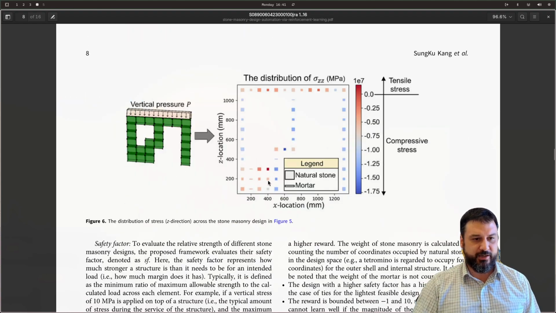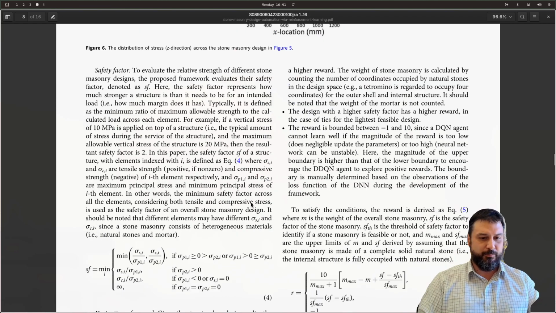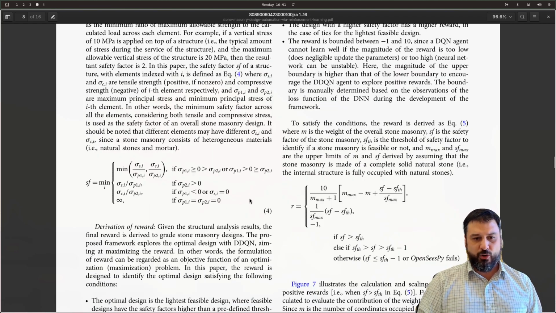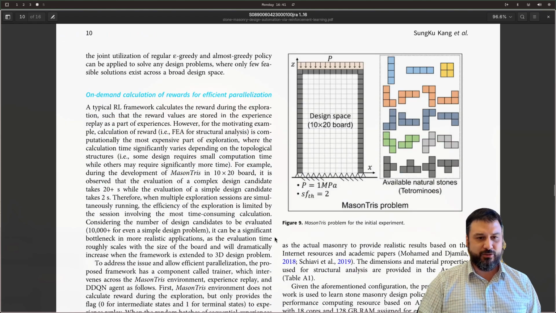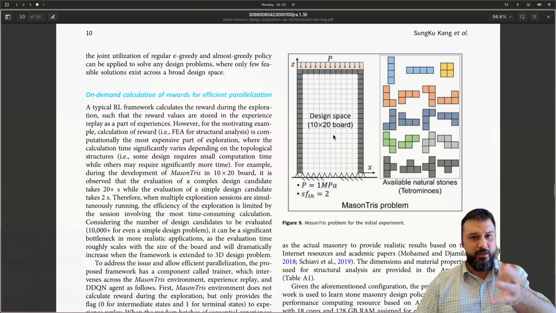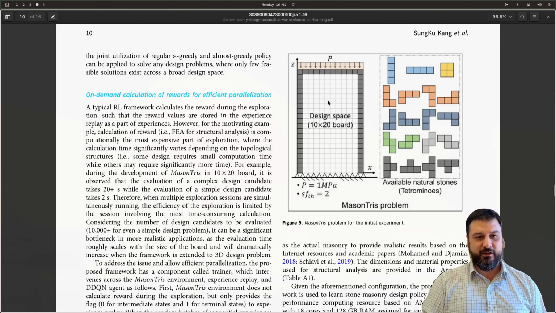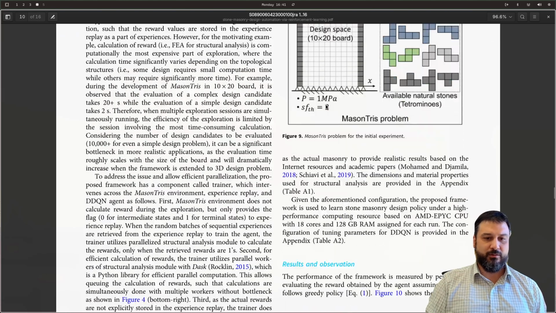So you can see here they can compute stresses for each of these structures and then compute a score. And then the reward actually gets mapped into something that takes into account weight. So they go through this whole thing. Here's an example MasonTris problem. You have several bricks and you have to compute the best possible layout for this. Now this is what the artificial intelligence has to figure out.